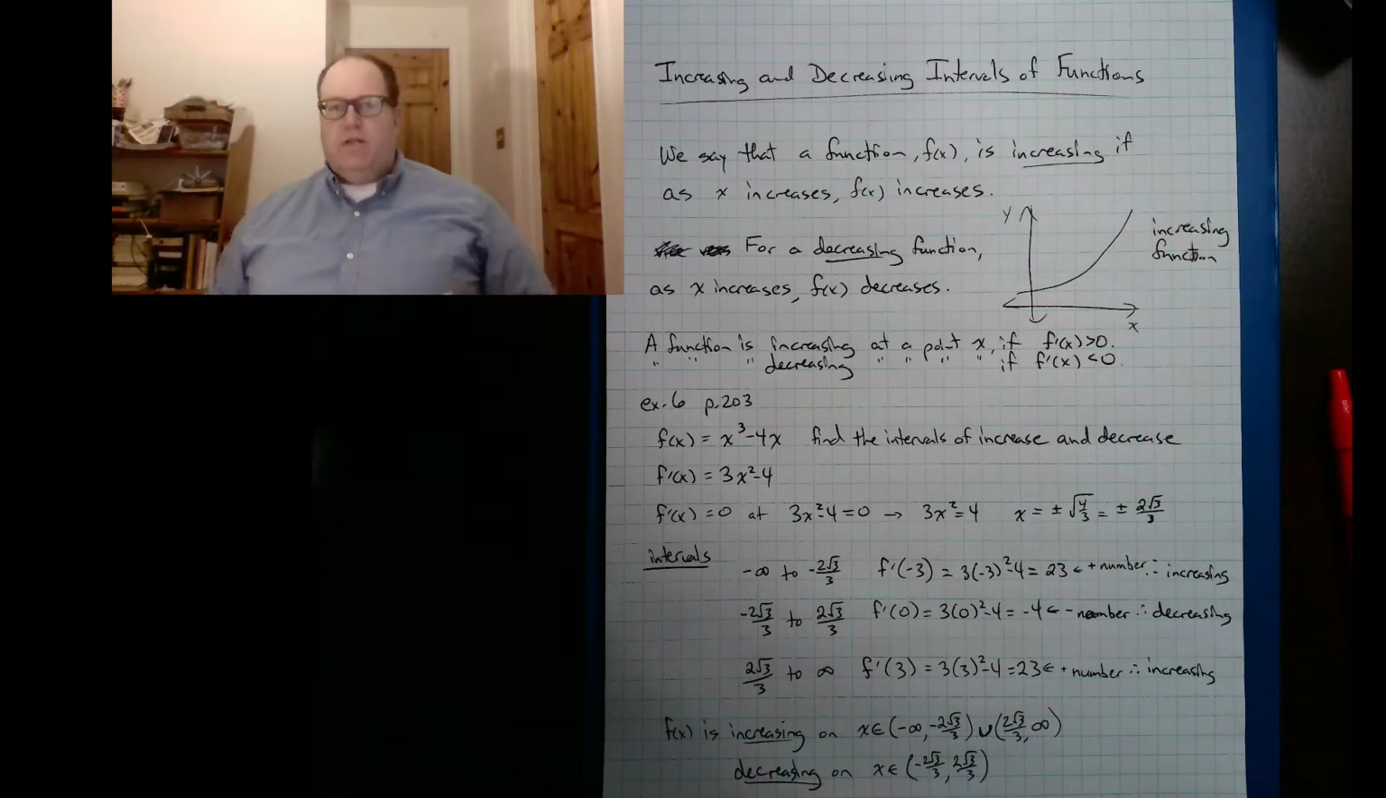So this is how you can tell where a function is increasing or decreasing. So this cubic function is increasing from negative infinity up to negative 2 root 3 over 3 and from 2 root 3 over 3 to positive infinity. It's decreasing between those two values.